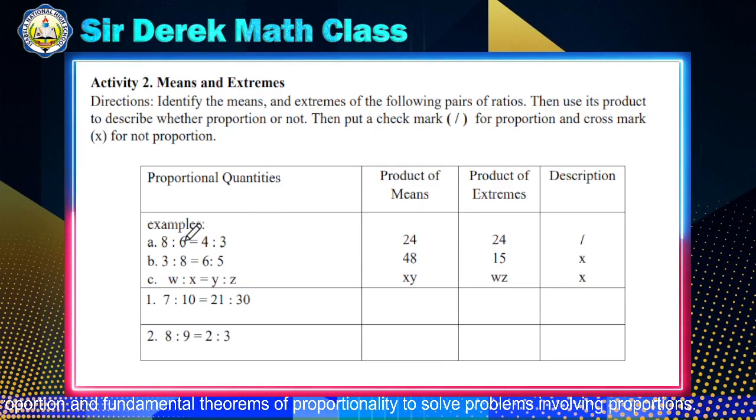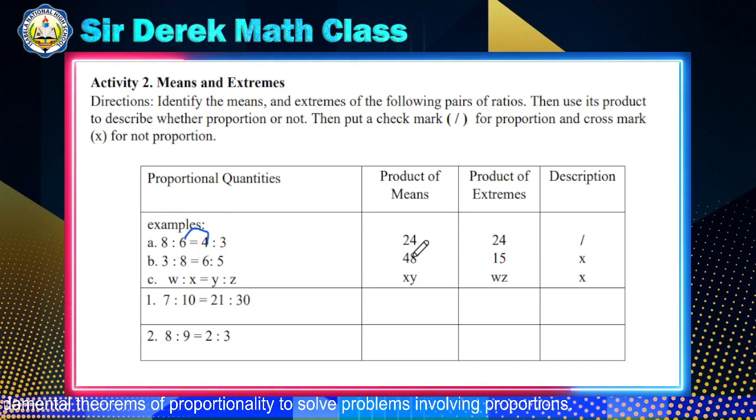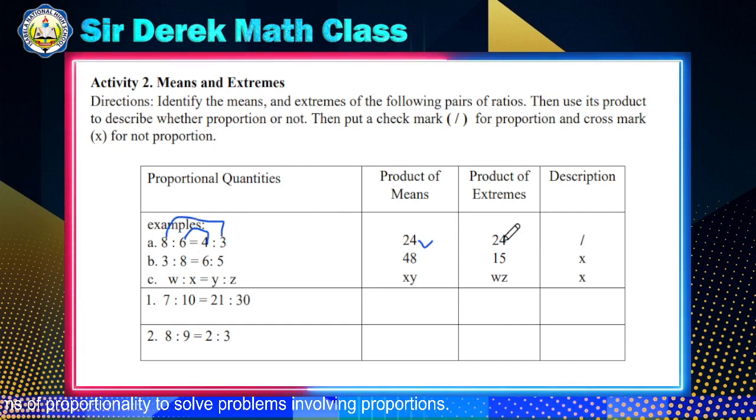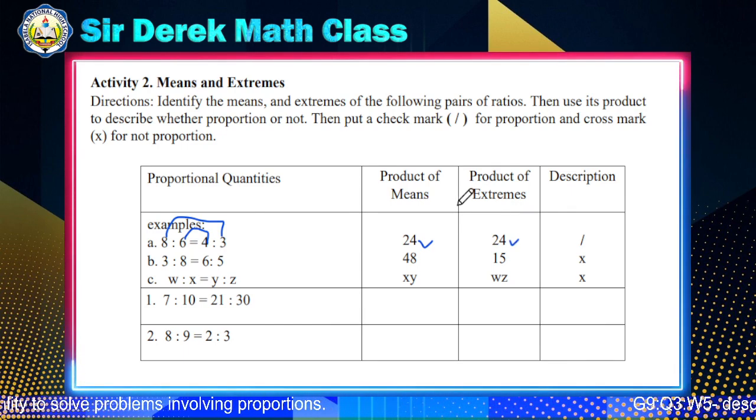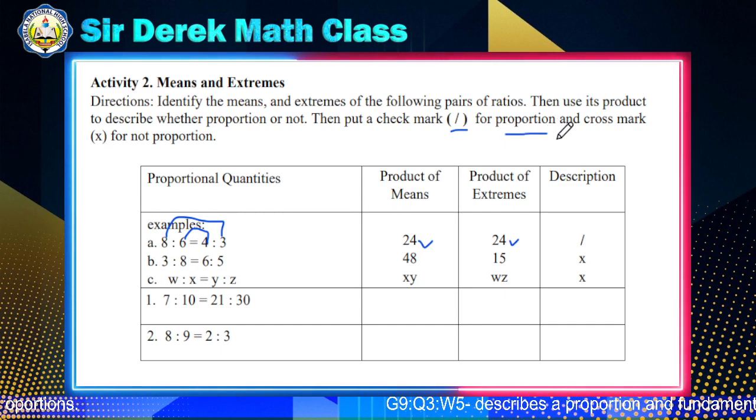So the means, take note, the means is the inner. So 6 times 4, 24. And the extremes, 8 times 3 is 24. Now description, proportion. So what will we use? Use check mark for proportion. So this is how you do this activity.